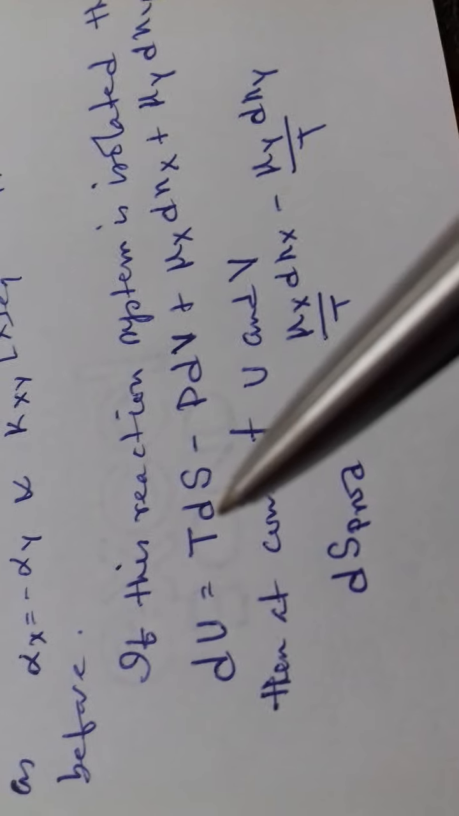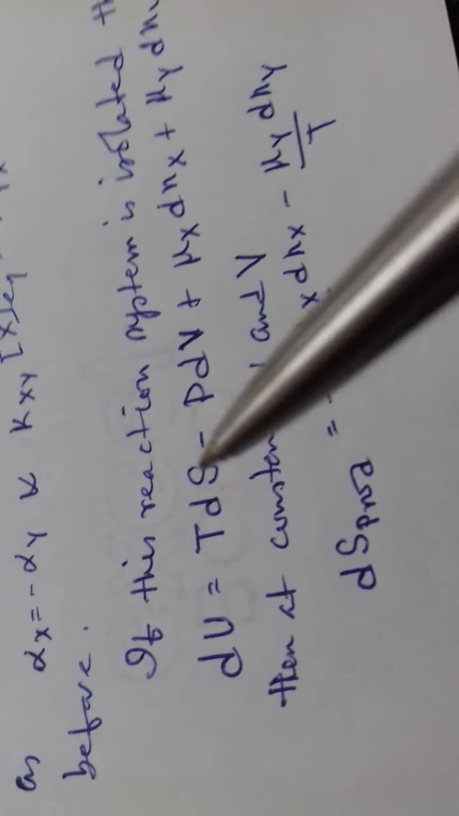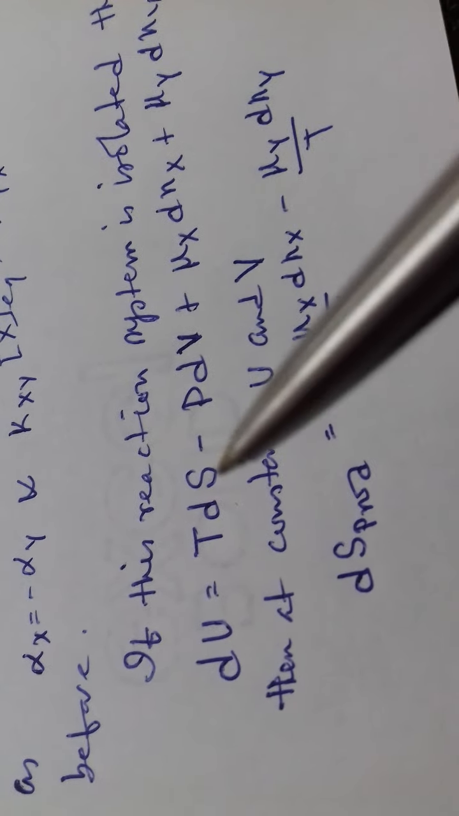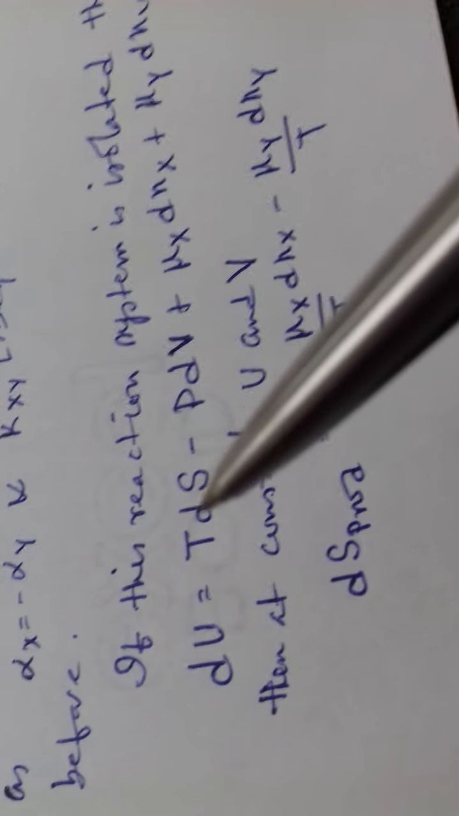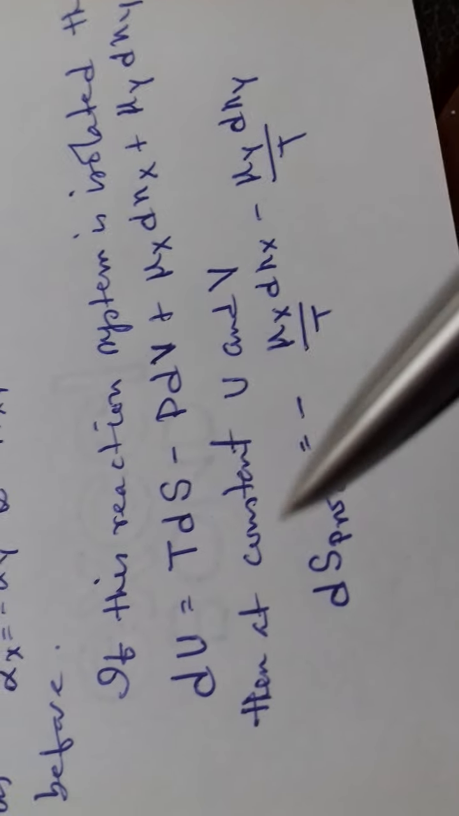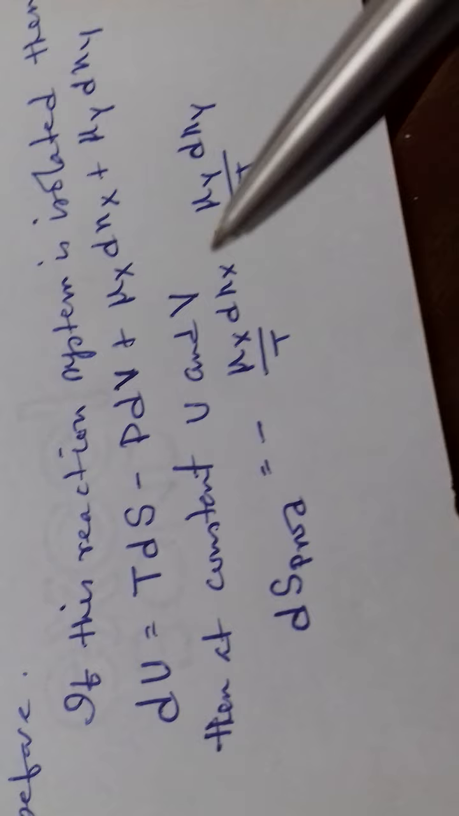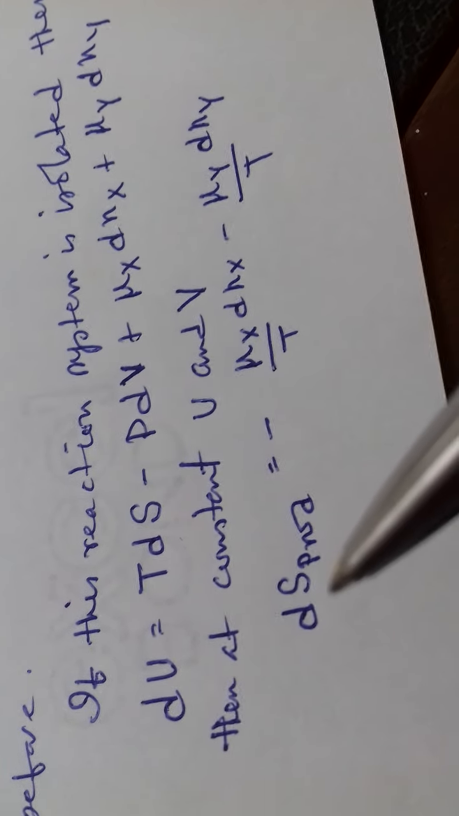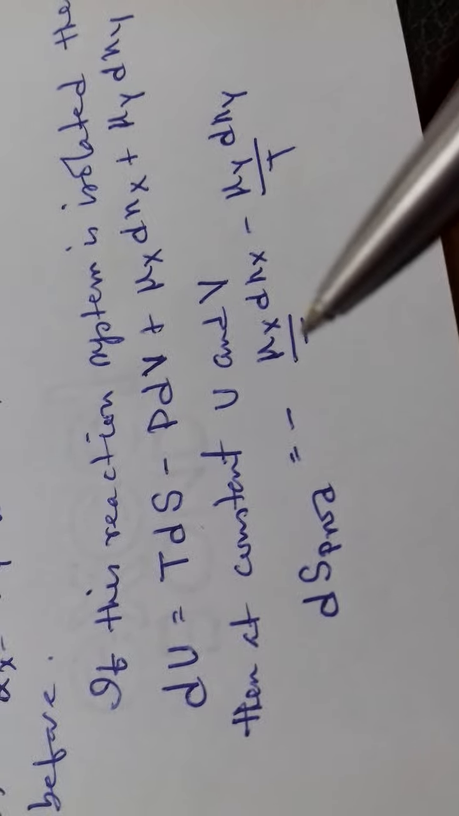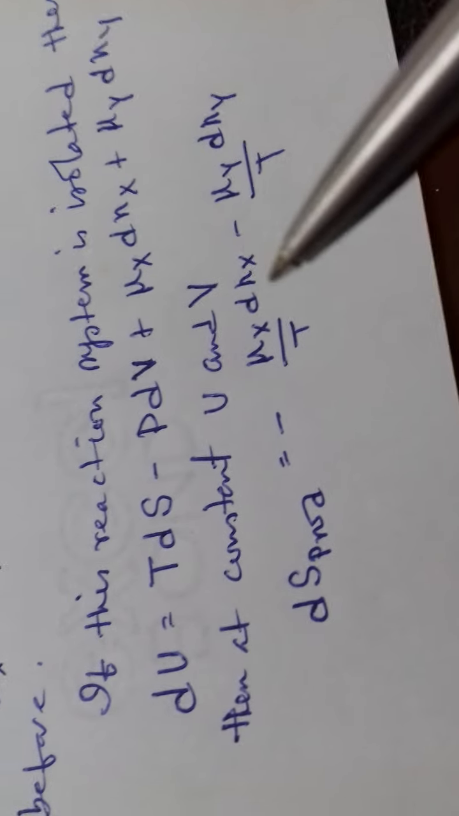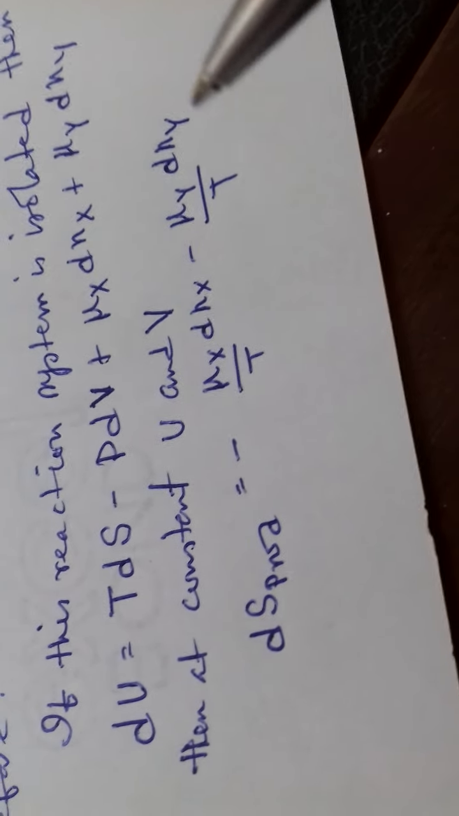So in that case, we have TdS, and as the system is isolated, the total S will be S prod. So TdS becomes minus mu x dnx minus mu y dny, or dS prod equals minus mu x by T into dnx minus mu y by T into dny. So now we come to page number 3.